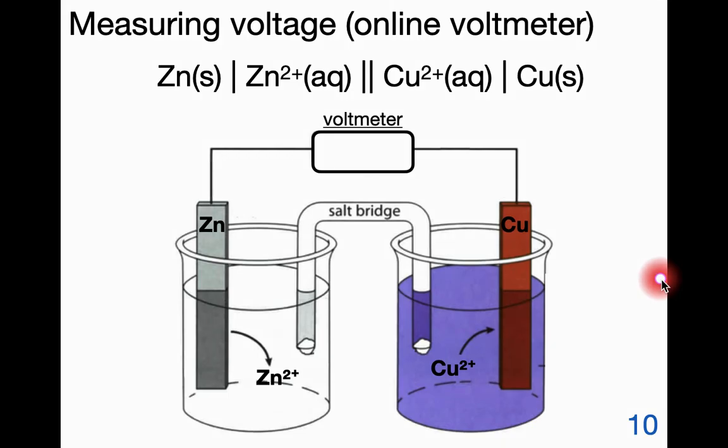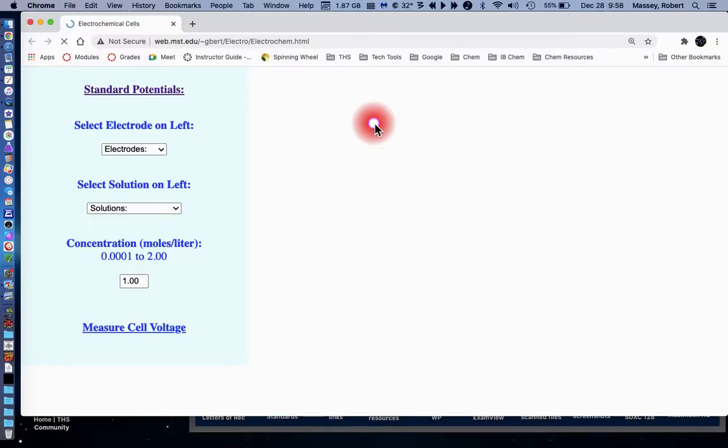Okay, in the lab, we use a voltmeter to measure the voltage for the particular voltaic cell, which would vary depending upon the metals that are being used. We're going to be using an online voltmeter, and you'll need to be able to do this for your homework. So in this particular voltaic cell, I have zinc in a solution containing the zinc ion and copper in a solution containing the copper ion. So here's a link for it.